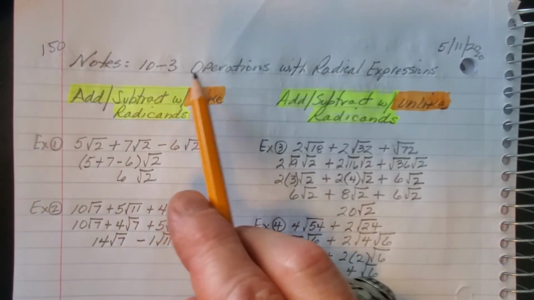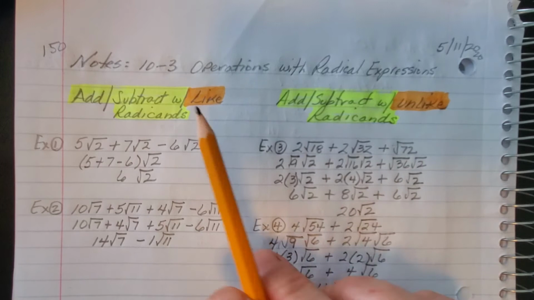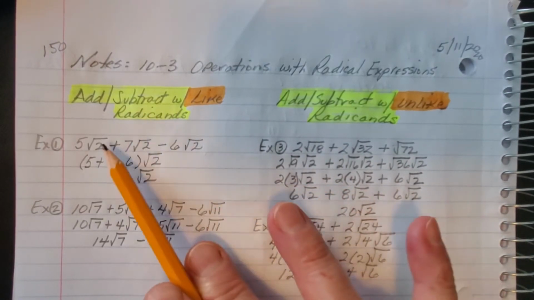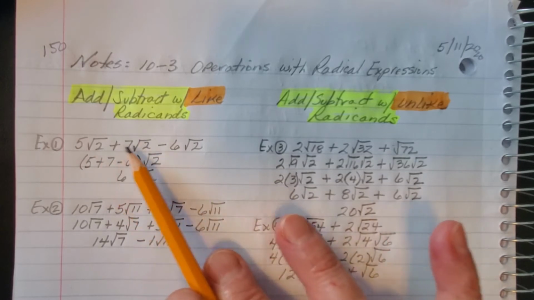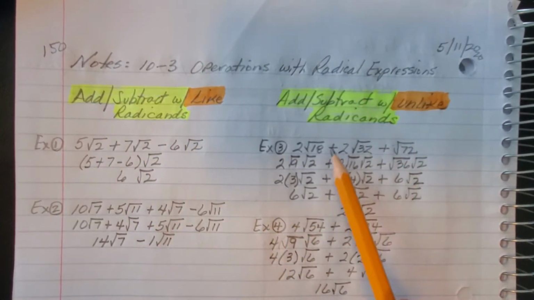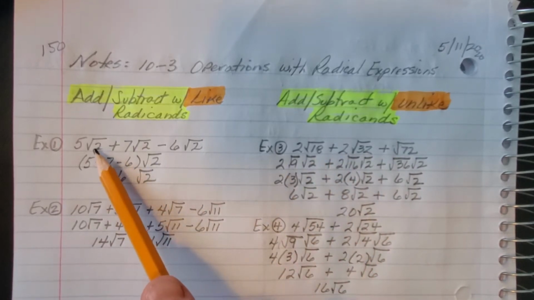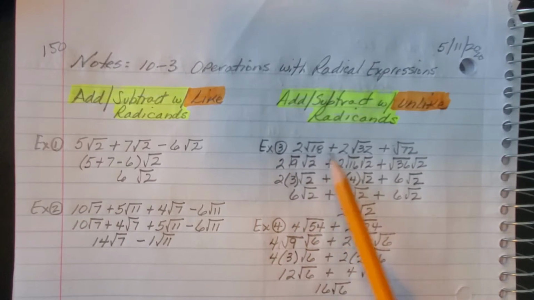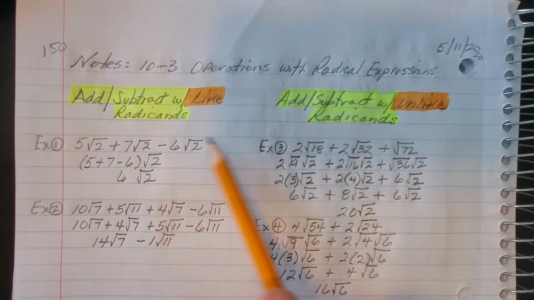All right, 10.3, operations with radical expressions. So we're going to add, subtract with like radicands, which are the square roots or the numbers underneath the radical sign. We're going to add or subtract with unlike radicands. So these are the same, square root of 2, square root of 2, square root of 2, where these radicands aren't: square root of 18, square root of 32, square root of 72. So they either start alike or they start unlike.